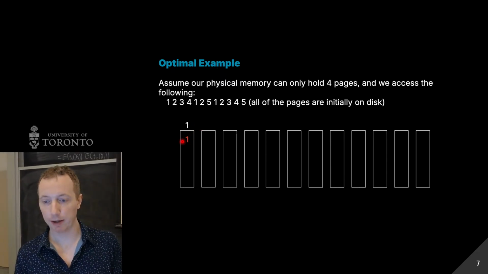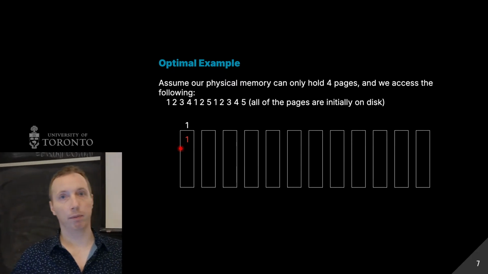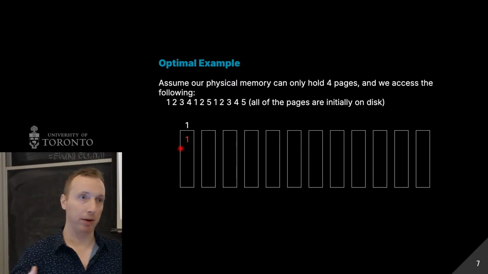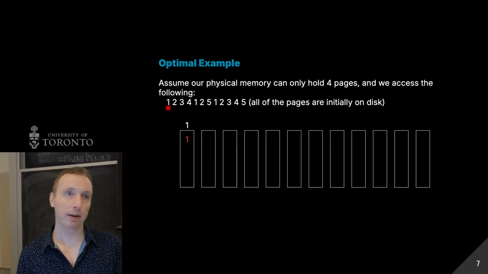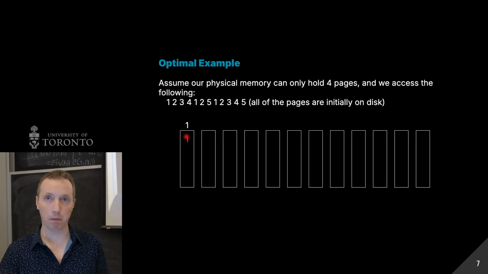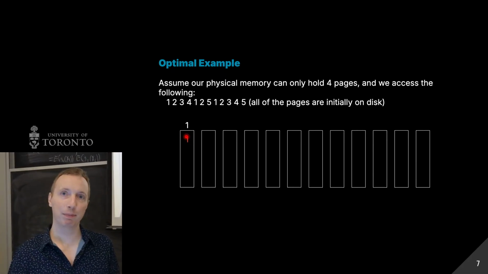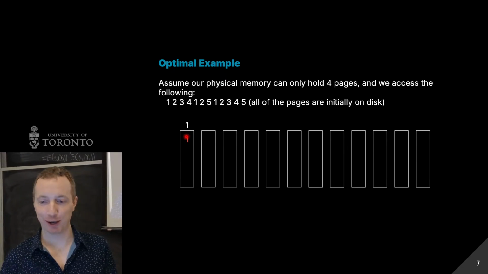And if I write a red number, red means I have moved that page from disk into memory, so that's a page fault. So if I initially access page 1, I assume that they're all on disk, so I have to bring that into memory, so I read 1 into memory, so that's a red one, that is 1 page fault. Everyone on the same page?